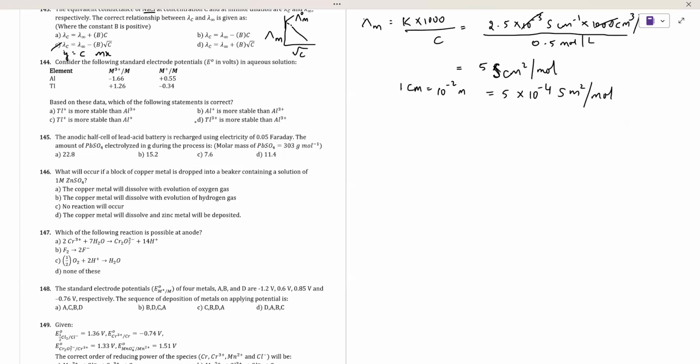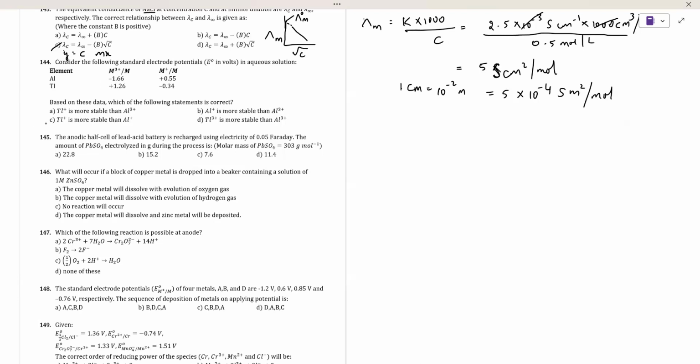Now coming to option D. What is option D? Thallium 3+ is more stable than aluminium 3+. Look at this: thallium has a positive value, which indicates that it cannot lose 3 electrons, and hence it cannot easily make the 3+ oxidation state. In such a case, we cannot say that thallium 3+ will be more stable than aluminium 3+. Only aluminium 3+ is highly stable when compared to thallium 3+. So option D is also wrong.